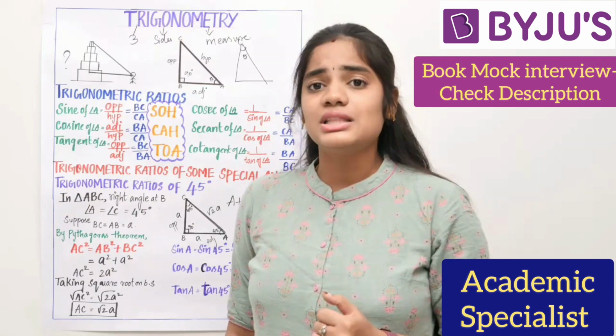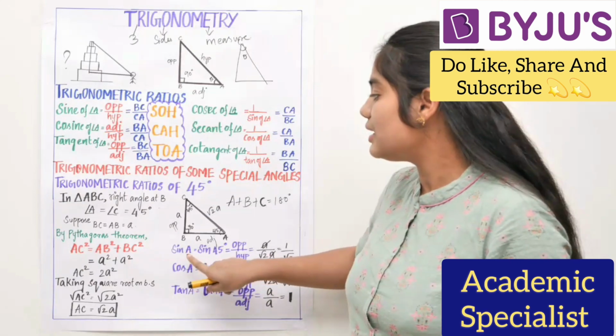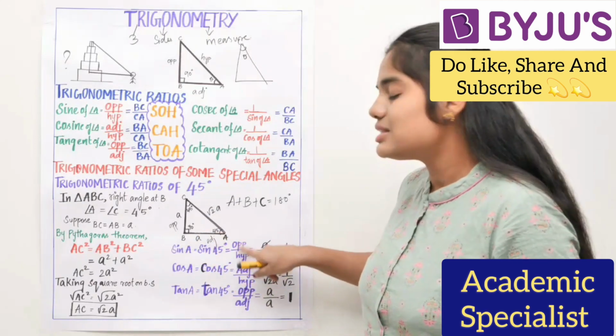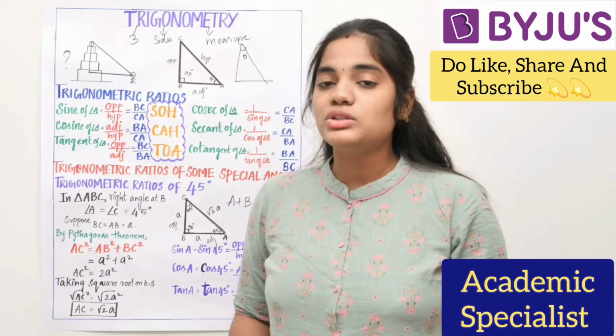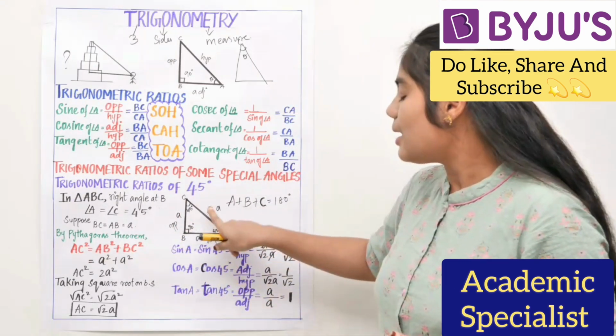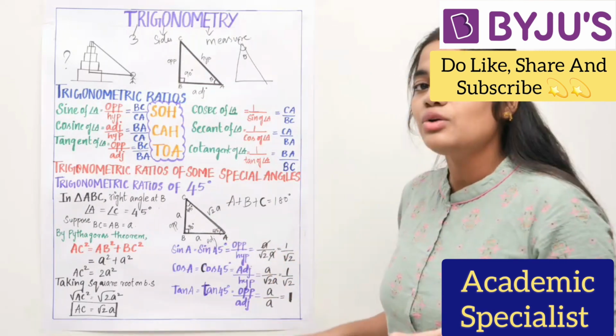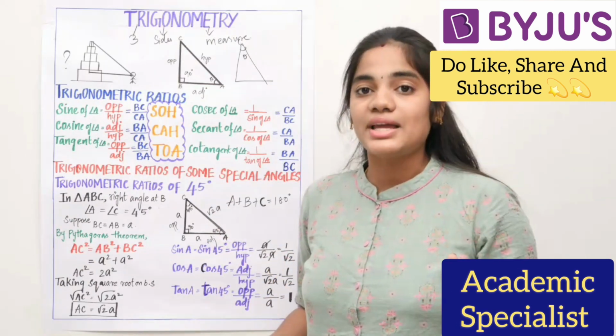Now let's substitute in the ratios. So sine of A, the angle A we have considered here is 45. So sine 45 is equal to opposite by hypotenuse. The opposite side value is A, and the hypotenuse side is root 2 A. Here A gets cancelled. The value of sine 45 is 1 by root 2.